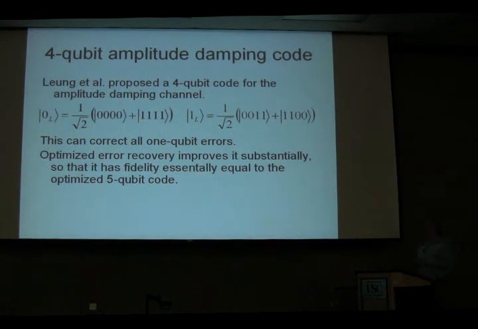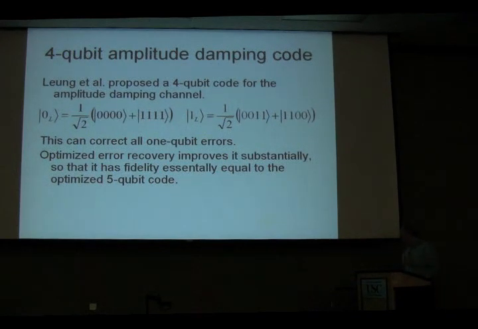So if you do the syndrome measurement followed by the error recovery on this, it actually does around as well as the encoding of 1 qubit into 5 qubits for fidelity. And when you improve it by doing the optimal error recovery, it also does around as well as the optimized 5-qubit code.